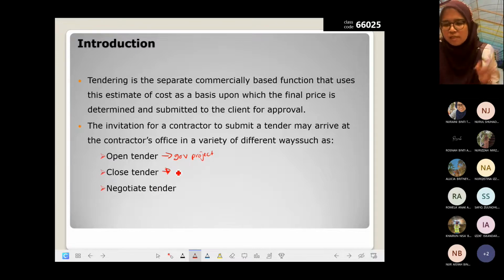Dia boleh close tender sebab dia dah ada list of the contractor yang dia percaya yang boleh siapkan projek dia. Government project you tak boleh guna close tender untuk mengelakkan salah guna kuasa lah, rasuah semua tu kan. So negotiate tender yang ni kita gunakan untuk continuing project ke, ada projek yang bermasalah ke. Kita nak cepat dan kita terus pick contractor dan kita negotiate, dia orang akan discuss lah nego.